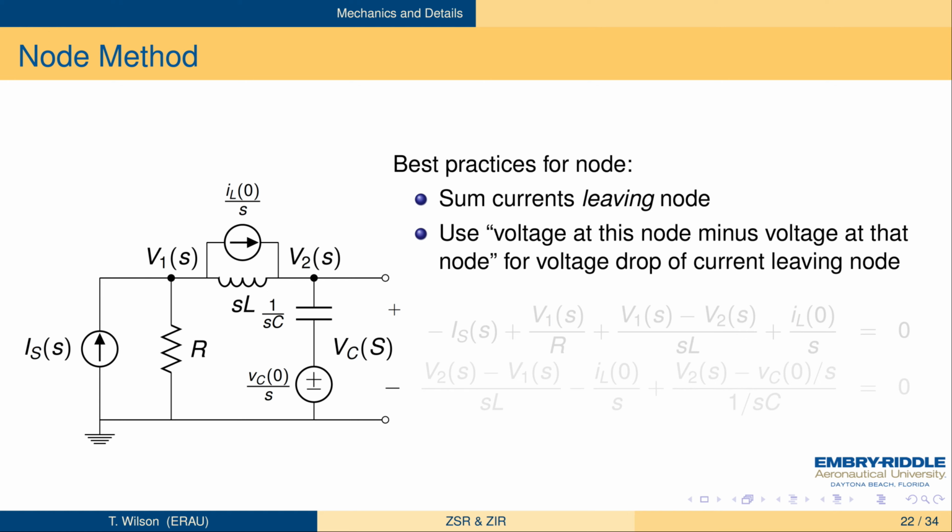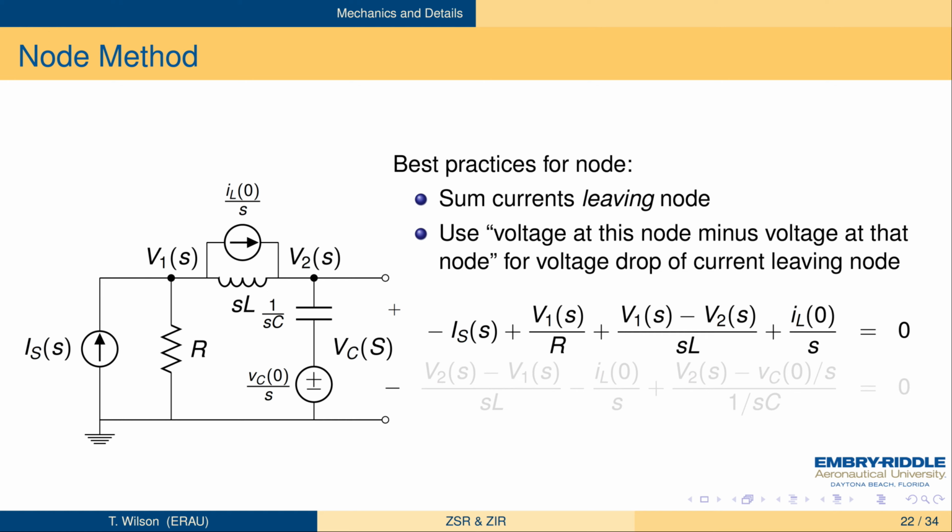And when you're thinking about the voltage drop across elements, use the voltage at this node less the voltage at the other node. So when we want the current through resistor R, we'll take V1 minus 0. When we want the current through the impedance SL, we'll take V1 minus V2 and divide by SL. It's practice. It's things you do consistently that reduce the number of errors you make. This is still going to be a bear of a problem even with good practice, but it's still worth doing good practice.